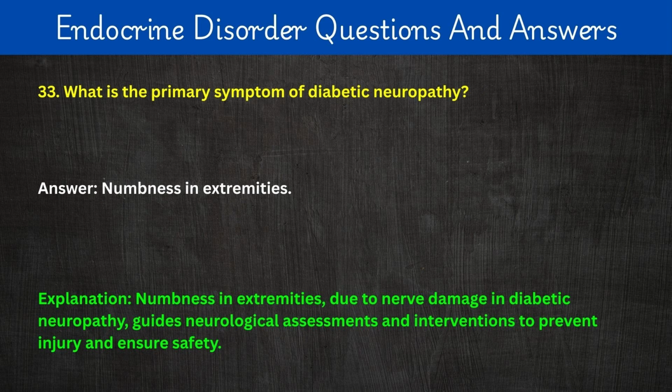33. What is the primary symptom of diabetic neuropathy? Answer: numbness in extremities. Explanation: numbness in extremities, due to nerve damage in diabetic neuropathy, guides neurological assessments and interventions to prevent injury and ensure safety.